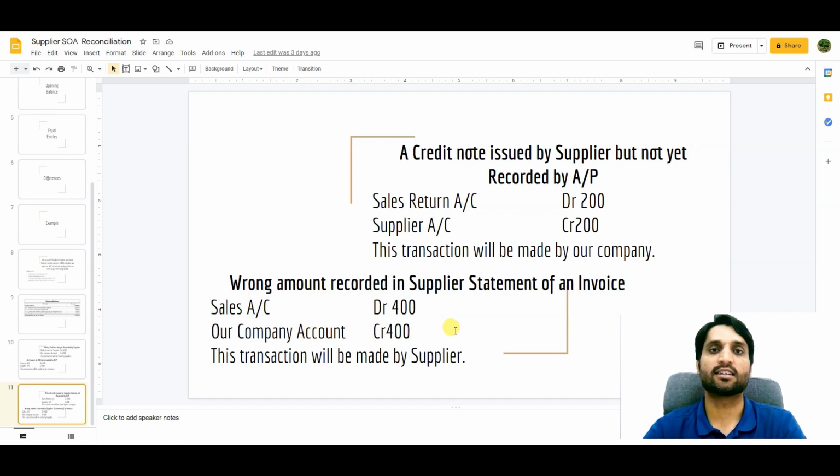So this is the concept of supplier account statement reconciliation, guys. I hope you understand the concept.